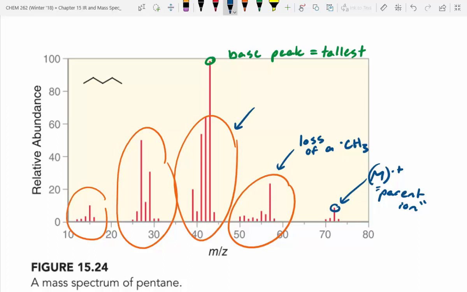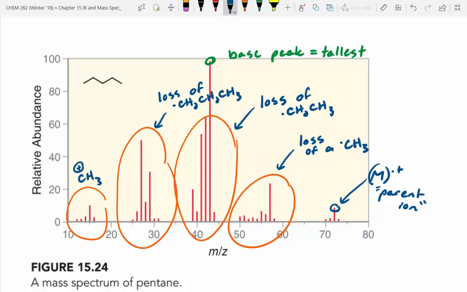Maybe over here we lost 2 carbons, so loss of a CH2CH3 radical. And then so on and so on. Maybe this is loss of a propyl group. And then last but not least, we could say, well, this has got to be some sort of methyl cation peak, because that's the only remaining carbon.